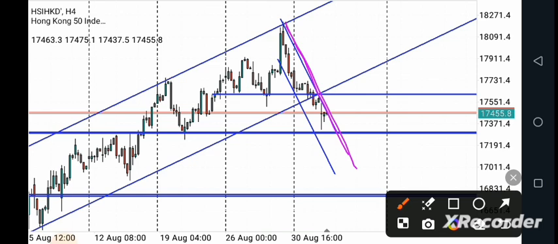Also, keep in mind that the structure has been, if I can just mark it, violated to the bottom side, has been broken to the bottom side. To add to that, we have this opposing structure, which is a double top or an M formation, and it has this level over here, which is a very strong level of resistance.